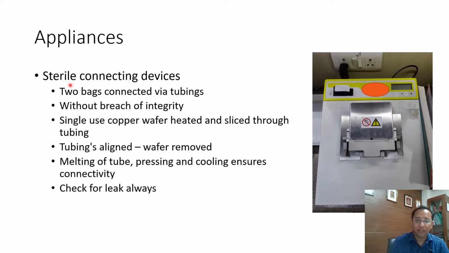Then you have another very important device, which is the sterile connecting device. This basically links two bags through a closed system without breach of integrity. A single-use copper wafer is heated and sliced through the tubing, the tubes are aligned and the wafer is removed. This causes melting of the tube, and pressing and cooling ensures the connectivity. But before you start dispensing, you need to know that there is no leakage. So you always check for a leak.